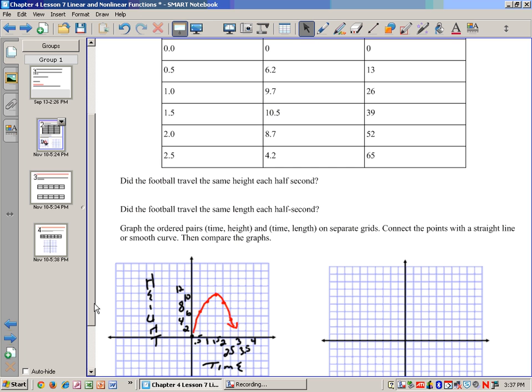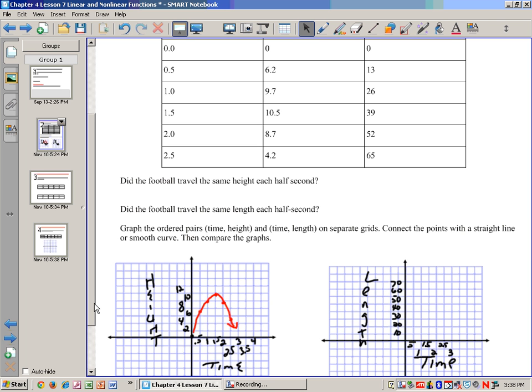Let's slide over to the other one. We're going to do time, once again, on our bottom, and the length is our y. Once again, each one is 0.5 and 1, 1.5 and 2, 2.5 and 3. And for length, we're going to go by tens: 10, 20, 30, 40, 50, 60, and 70.